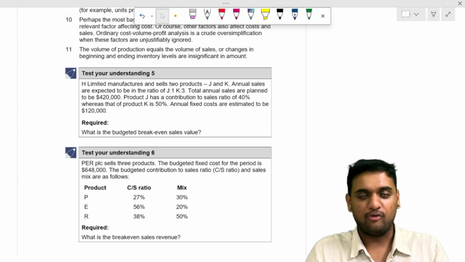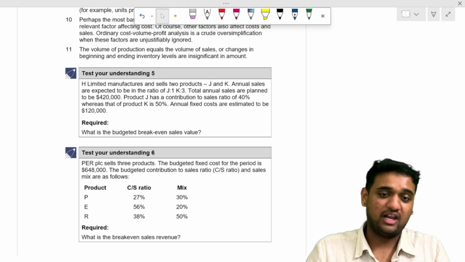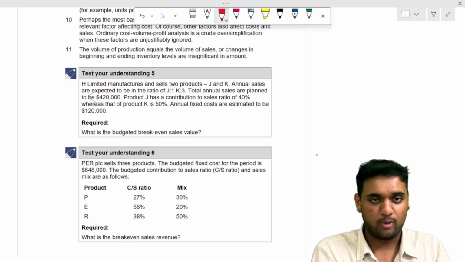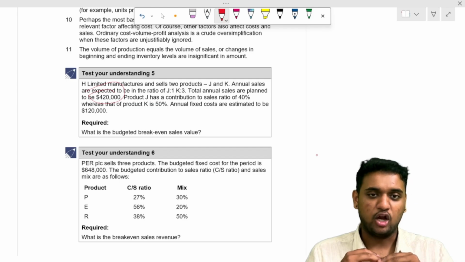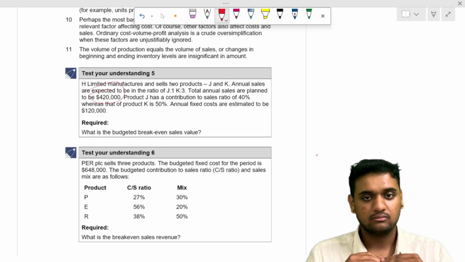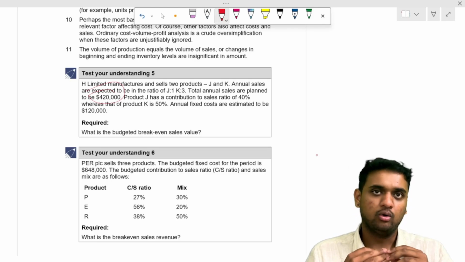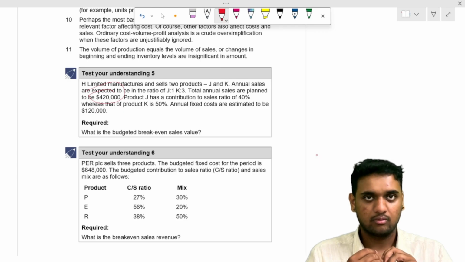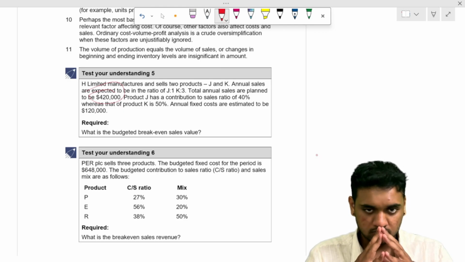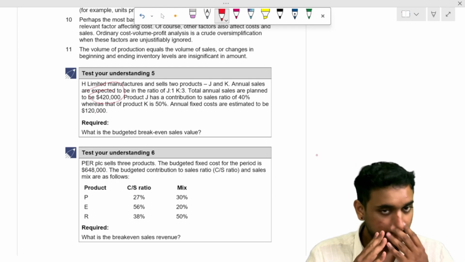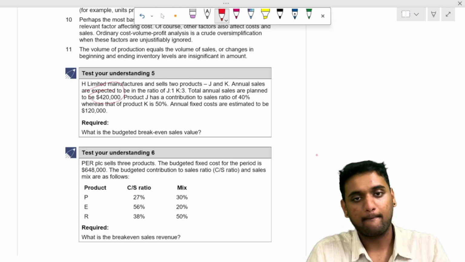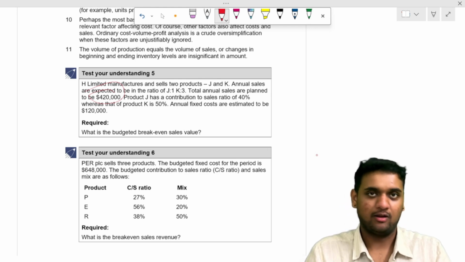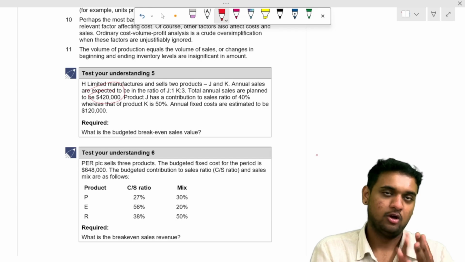Total sale they gave me, 4,20,000, no problem. Total sale of both the products inclusive is 4,20,000. So the denominator is sorted. We need contribution of J and contribution of K. How will we find that? Leave that. Now we will find using our formula. Total contribution we have to find out. How will you find total contribution?